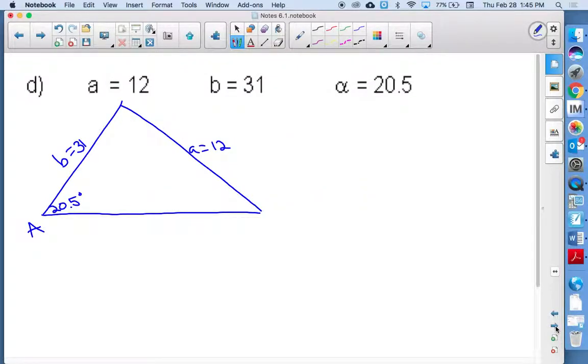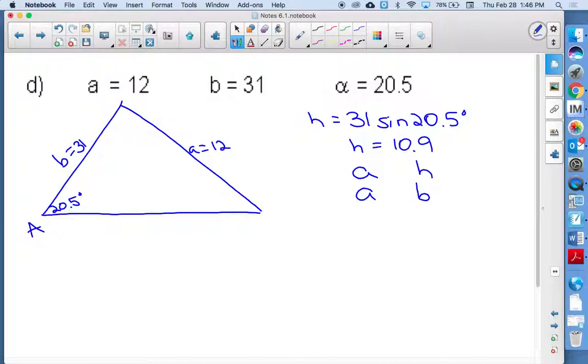The last one, we have 31 times the sine of 20.5. Chelsea, did you get the height for the last one? It's 10.9. So how does A compare with the height? A is greater than the height and A is less than B. So how many triangles would we have? 2. We're going to work through this one. Of course, we'll do the one with 2 triangles.